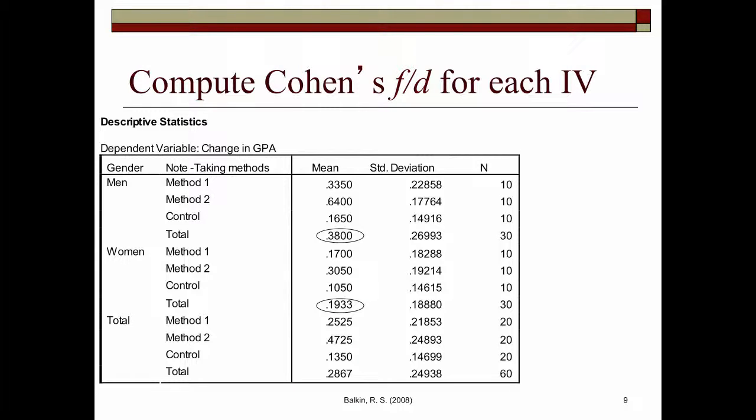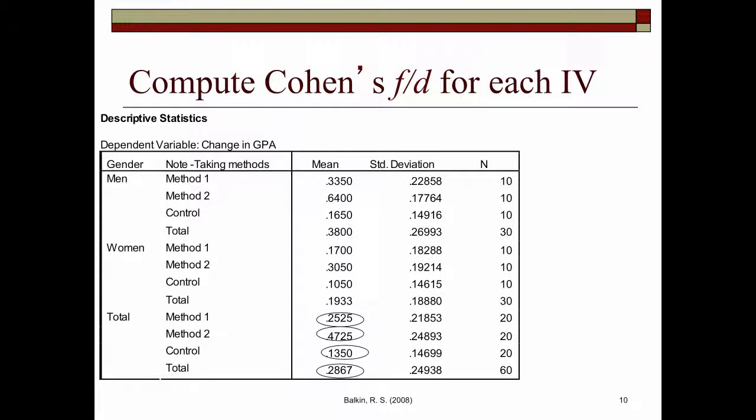If we want to look at the effect size for each independent variable, you can see that the mean differences between males and females are located on this table. You can see that the mean for males is 0.38 and the mean for females is 0.19, and you can plug those mean values into your Cohen's d formula to find out the effect size of the Cohen's d.